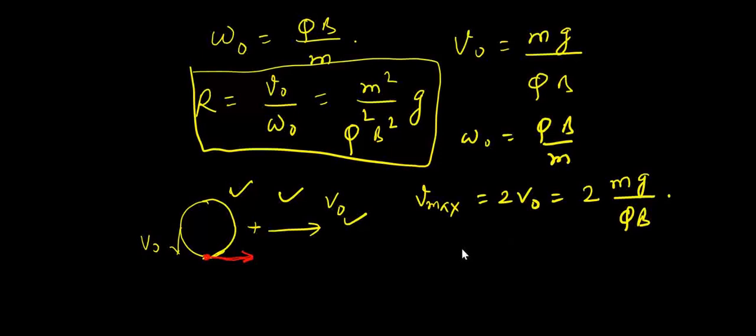Then if you want to find the greatest descent of the body relative to the starting point, you can also get that, and that will be equal to 2r. The value of r we already obtained, and you can multiply it with 2 and you will get your result. So it's done again.